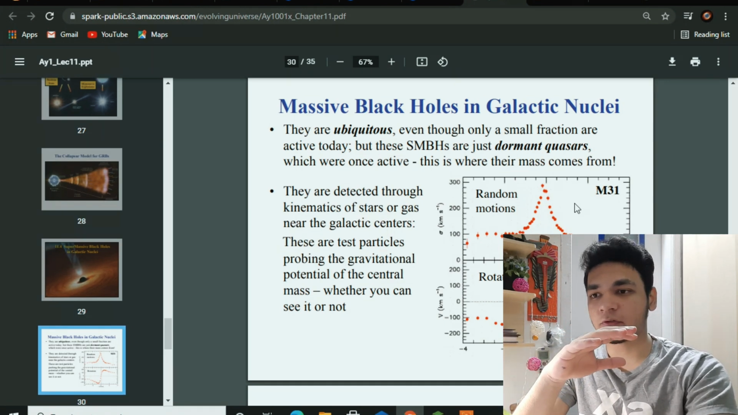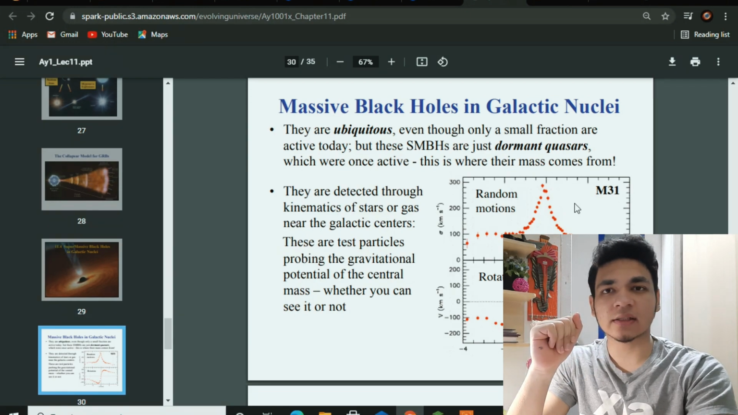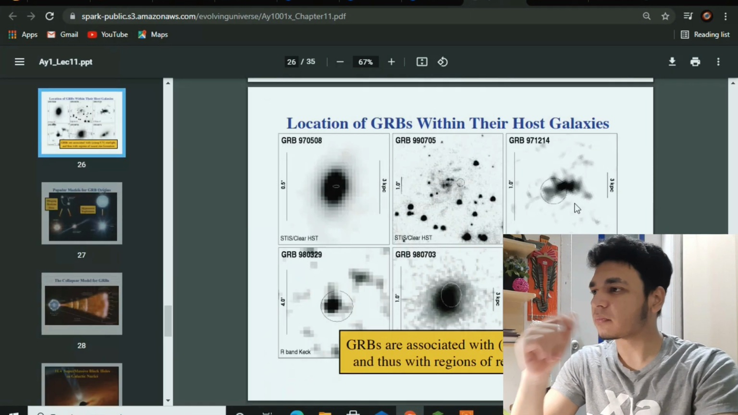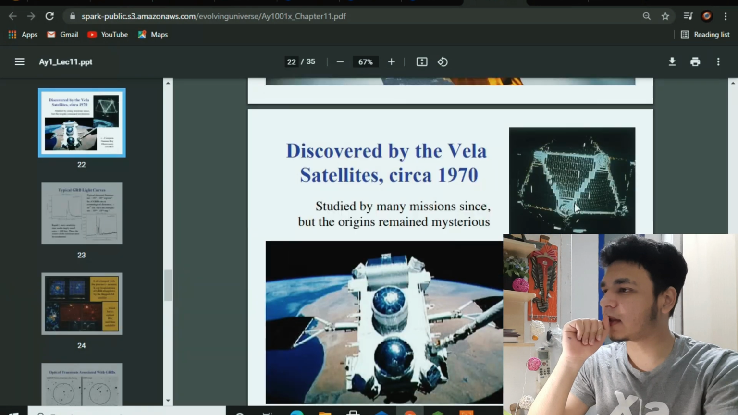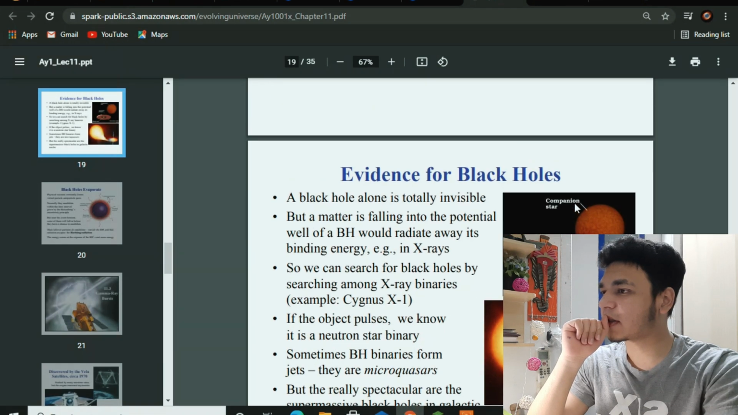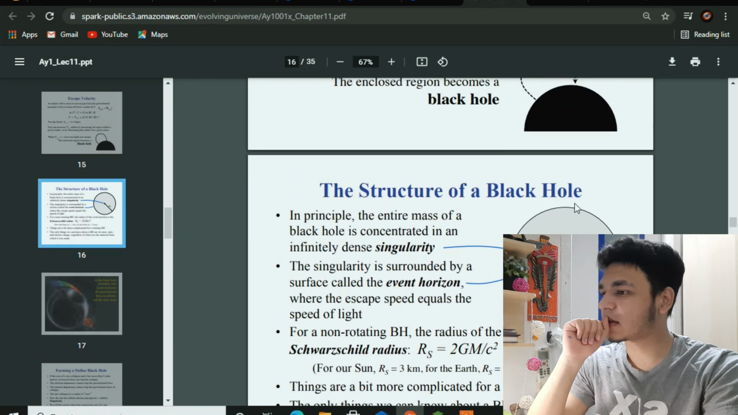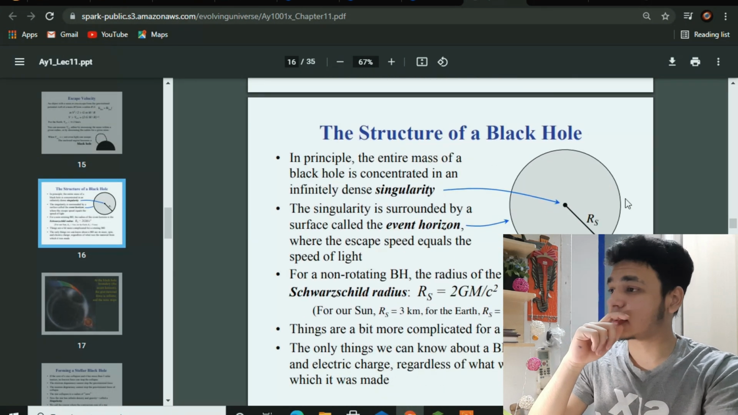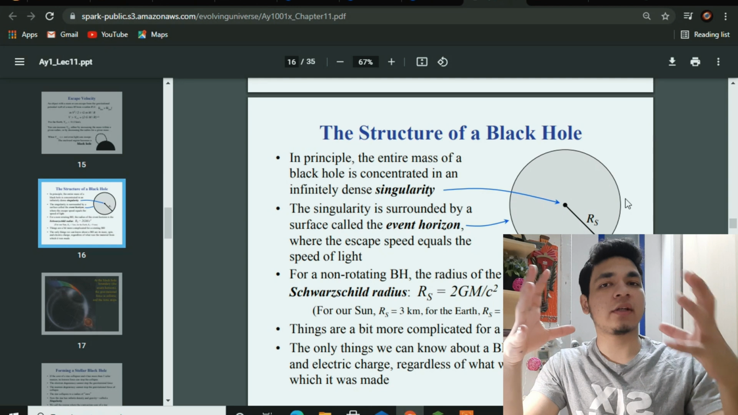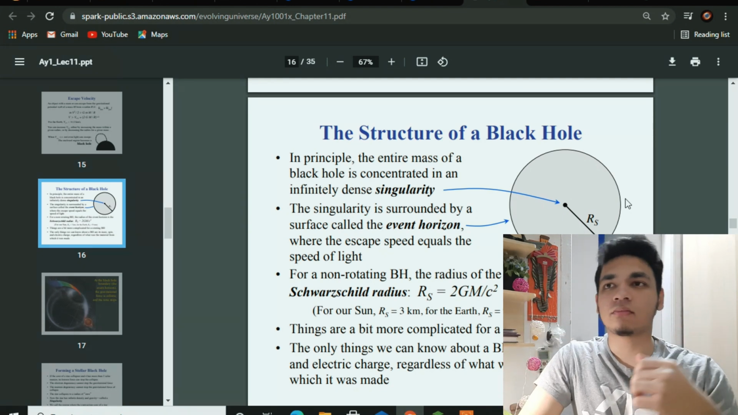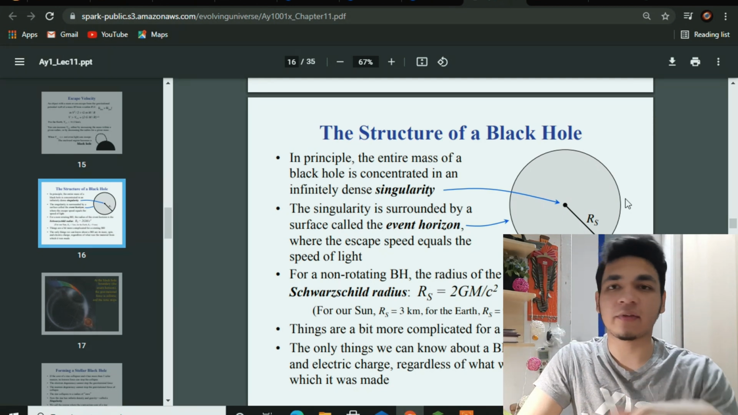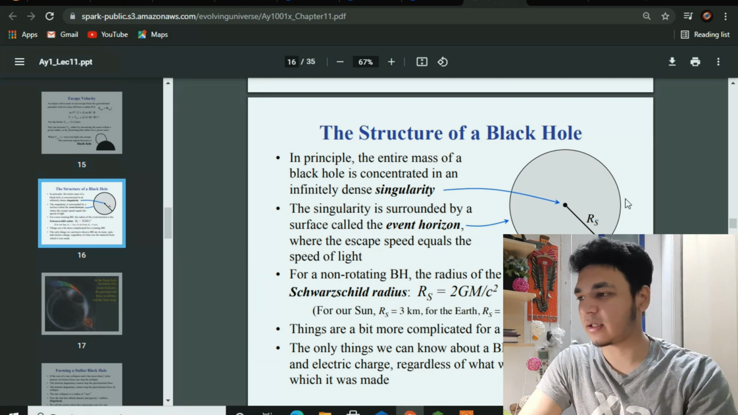So black holes can form of various shapes, sizes, and radiuses, basically. So if you see here in the PPT, you can see there's a particular slide that talks about this very thing, which is here, the structure of black holes. So you have a singularity, you have an event horizon, and well, if it's part of a binary system, you have an accretion disk around it, but that's secondary.